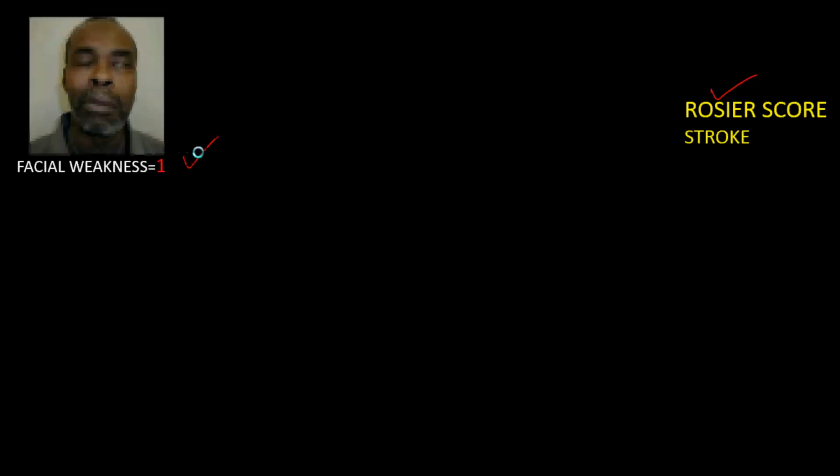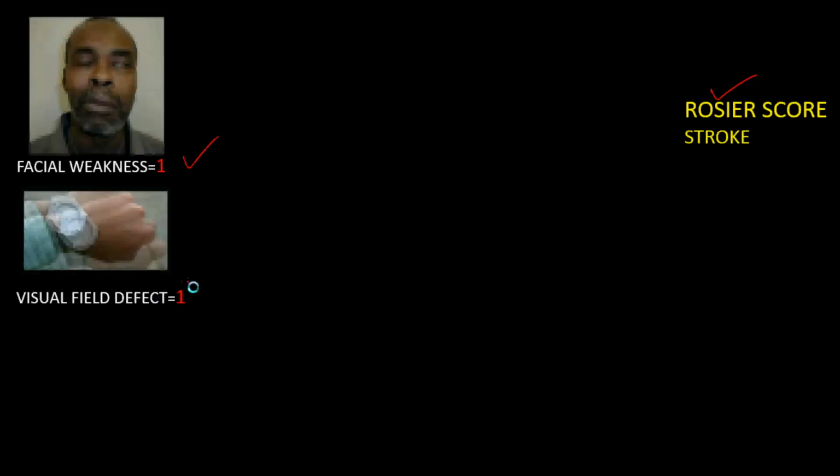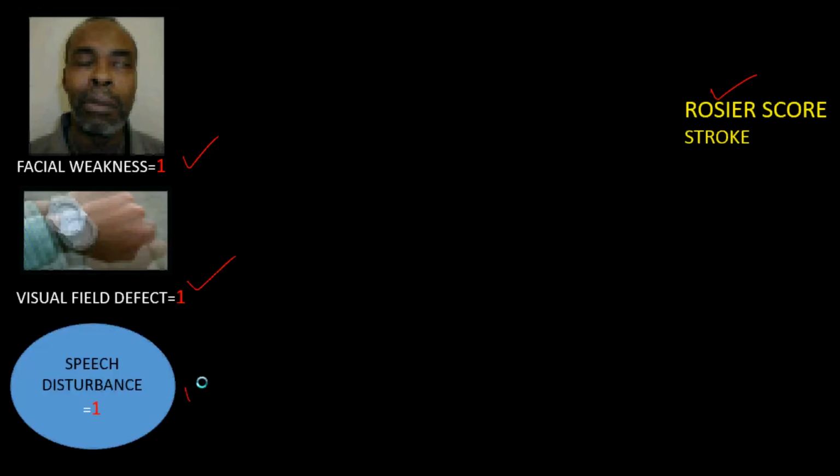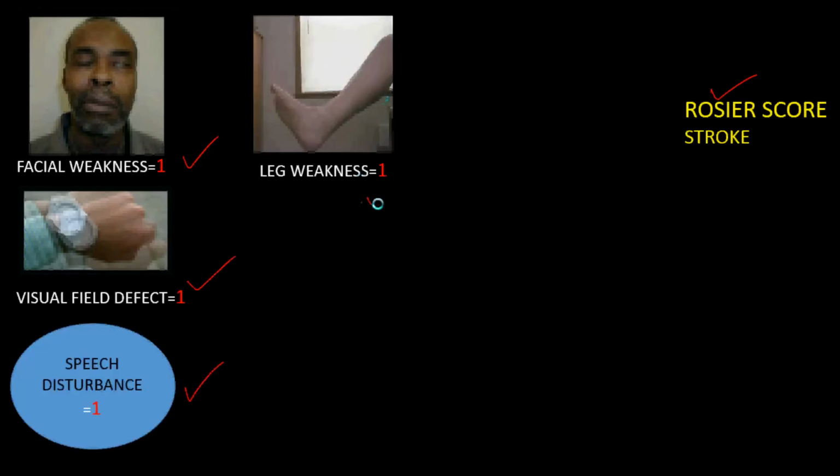Now that we know the risk factors, let's look at how to assess the clinical features with a score, which we do with the help of the Rosier score. Each factor is given 1 point, and 1 point is subtracted for some, as you will see here. Facial weakness is given 1 point, and blurring of vision or visual field defect is given 1 point. Any kind of speech disturbance is given 1 point. Leg weakness is given 1 point.